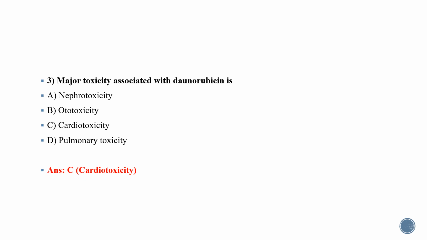And nephrotoxicity is mainly exhibited by drugs like aminoglycoside antibiotics, cisplatin, amphotericin B, etc. Ototoxicity is shown by drugs like loop diuretics, aminoglycoside antibiotics, and chemotherapeutic drugs like cisplatin and carboplatin. And pulmonary toxicity is shown by amiodarone, then bleomycin and busulfan. Bleomycin and busulfan are anti-cancer drugs.